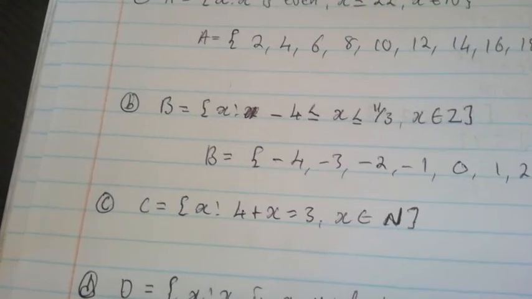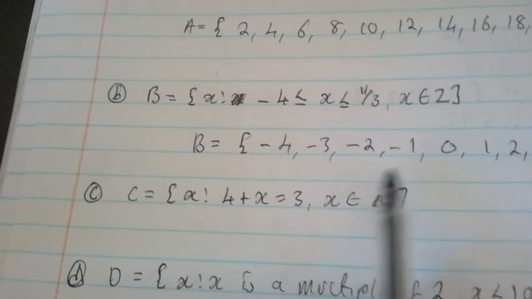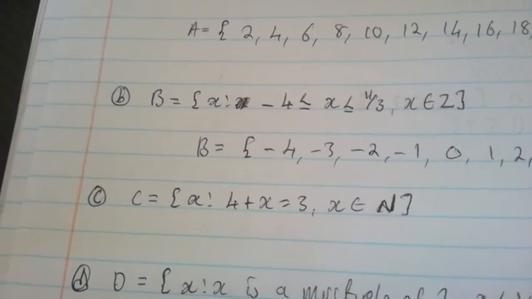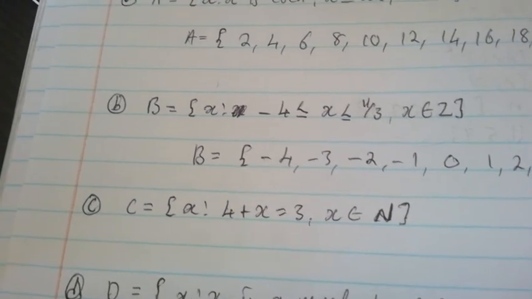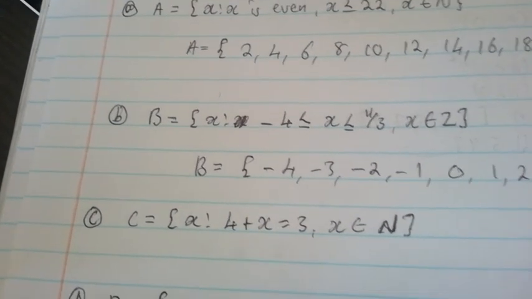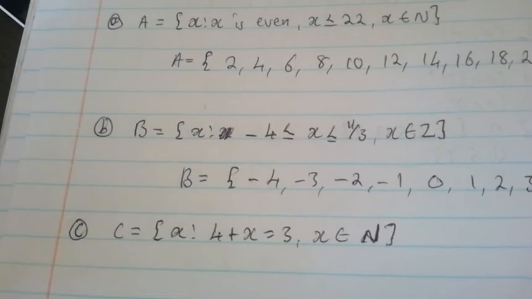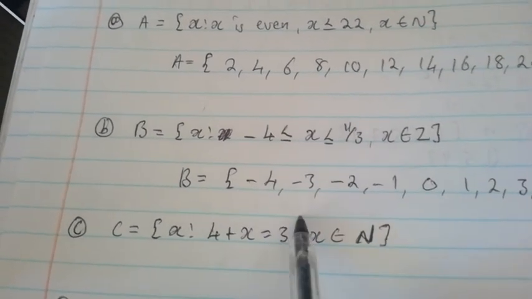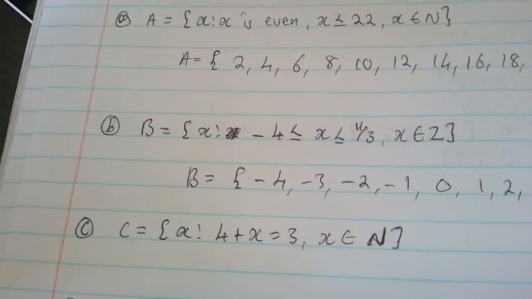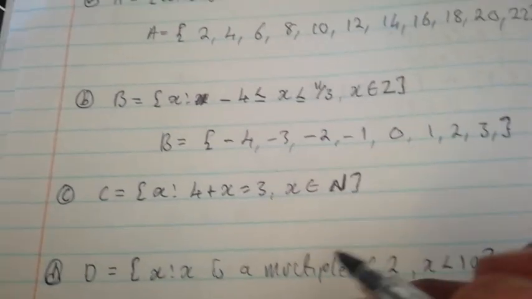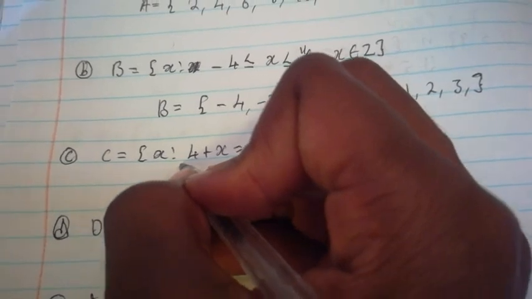negative 1. Negative 1 would give us 3, but negative 1 isn't a natural number. Natural numbers are just positive integers. So there is no number that we can put here that will give us 3 and is a natural number. So our set C will just be an empty set because we don't have that number.